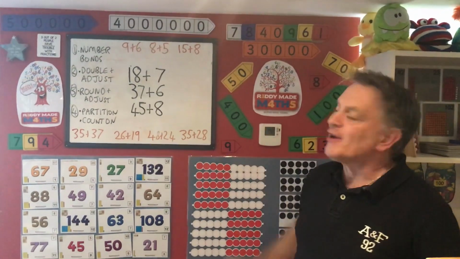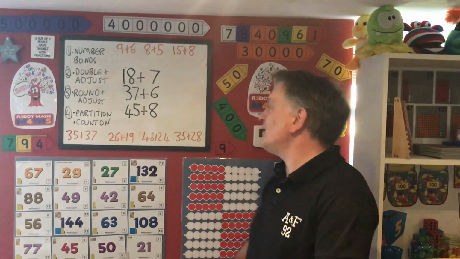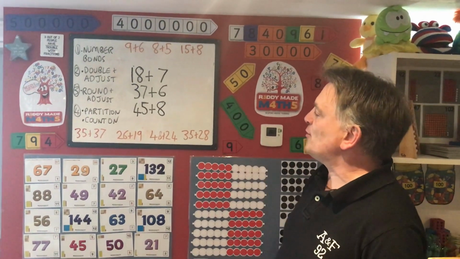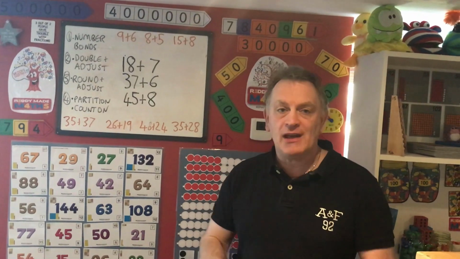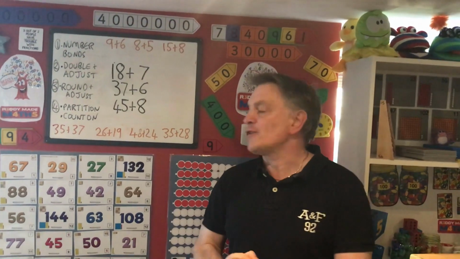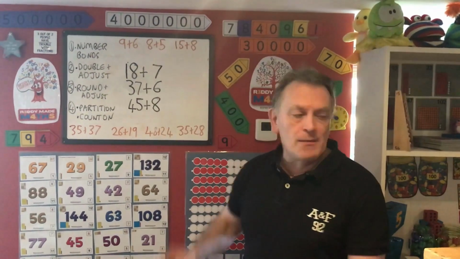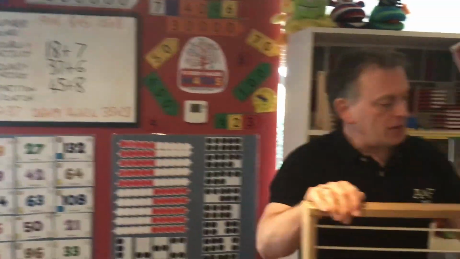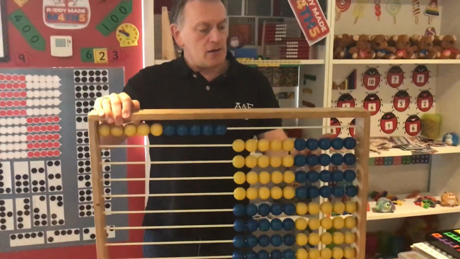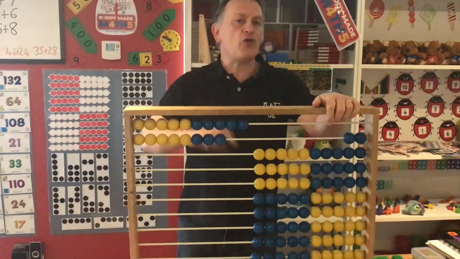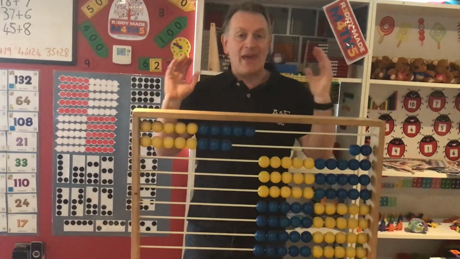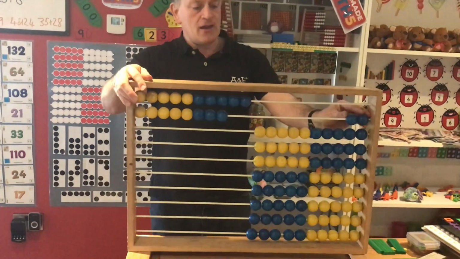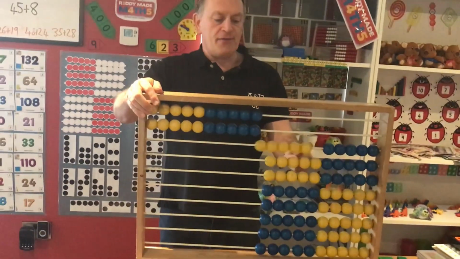Just moving on to 3 calculations now that I've written on the board. 18 plus 7, 37 plus 6, and 45 plus 8. We can manipulate the calculation in the same way that we've done with the resources earlier on. 18 plus 7, I'm going to make on my abacus. 18. There we can see the 18. But rather than just go 1, 2, 3, 4, 5, 6, 7, what we're going to do is make up the next 10. 18, add 2, add 5.